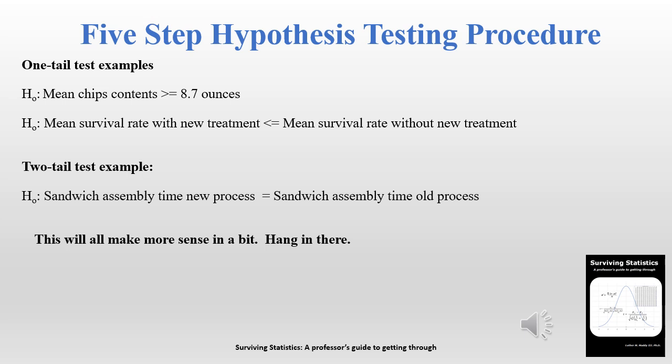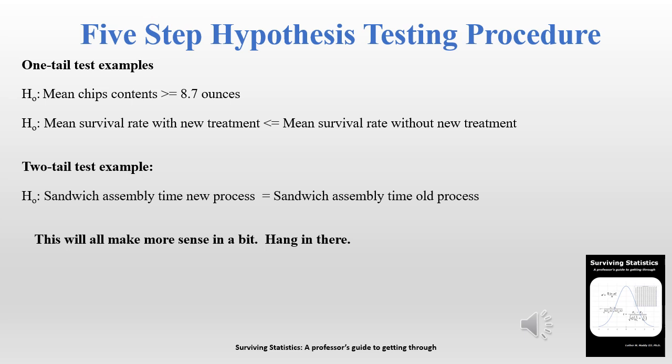The first example here is: the mean chip contents is greater than or equal to 8.7 ounces. That is a one-tail test because we're only looking in one direction. Another example: the mean survival rate with the new vaccine is less than or equal to the mean survival rate without the new vaccine. Again, we're only looking in one direction for the testing of the null hypothesis.